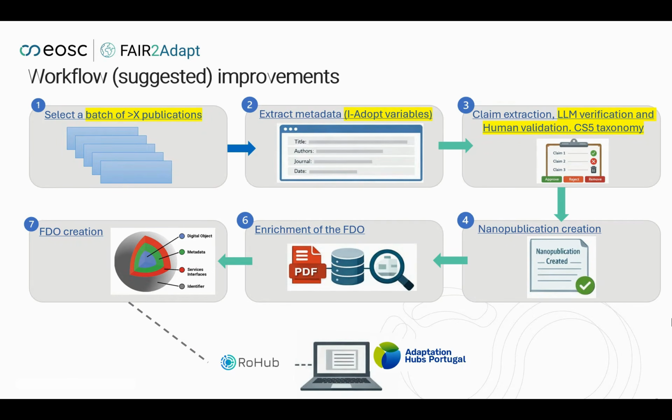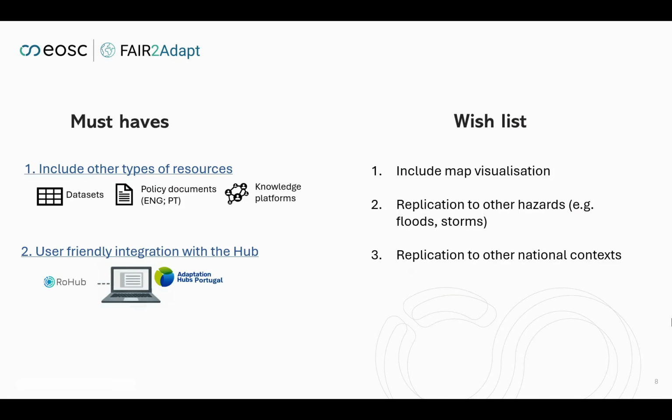We also have some must-haves and wish lists, of course. This is for research articles, but in the end, you also saw that we are not only talking about climatic peer-reviewed articles. We are talking also about datasets, climatic and non-climatic datasets, and policy documents, which can appear in English or in Portuguese. So this would also be super useful to have in our hub and to be findable in our hub.